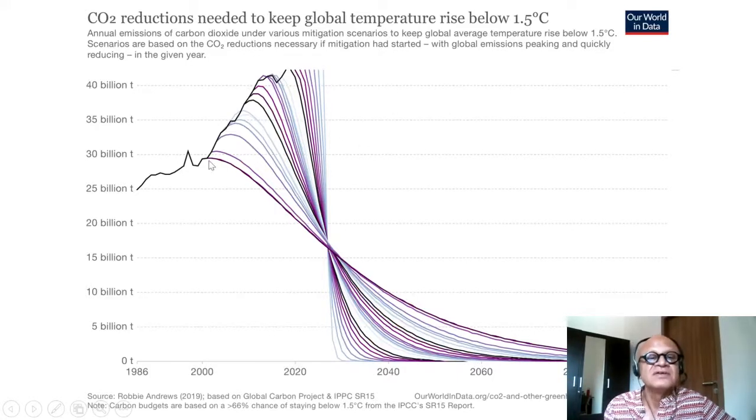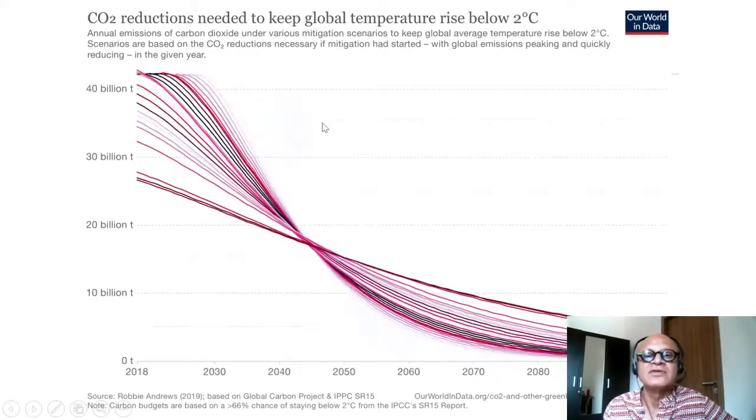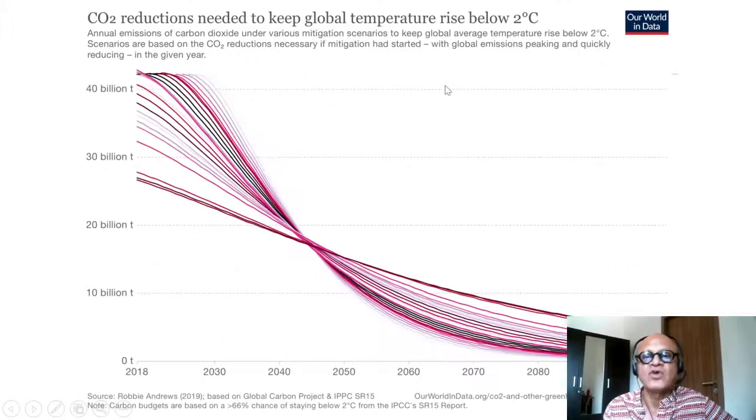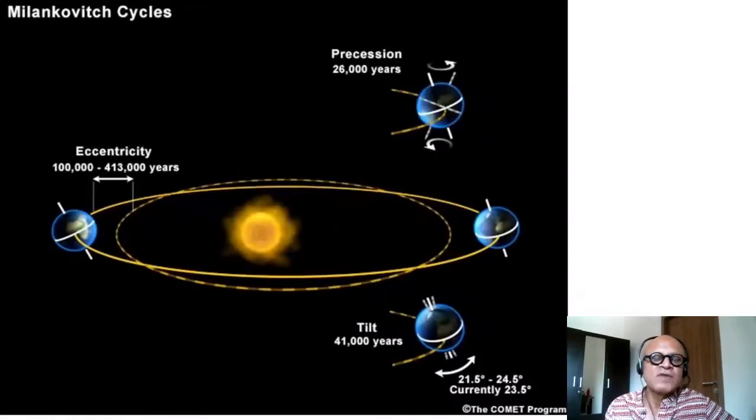Obvious, right? So if we keep continuing to emit and do the remediation later, we're going to have to change the rates much faster, and this is to stay below 1.5, which is a much larger drawdown needed. This is for 2 degrees centigrade, which is somewhat slower, but still faster if you delay the action. Makes sense. The other thing that we have to watch out for is what the Earth's natural climate is going to do in terms of ice ages.